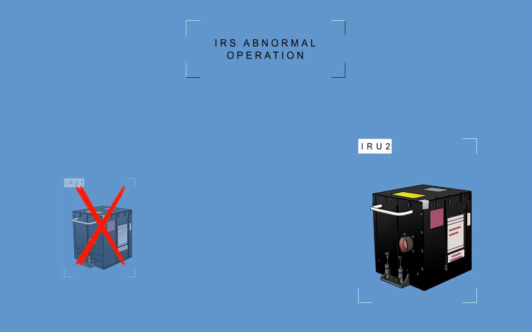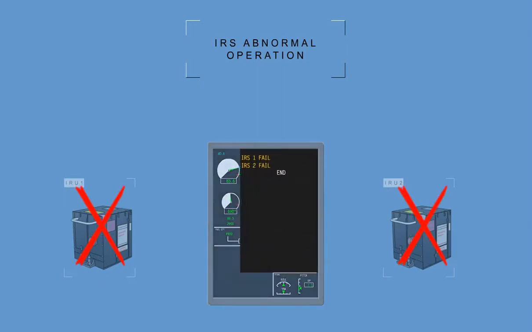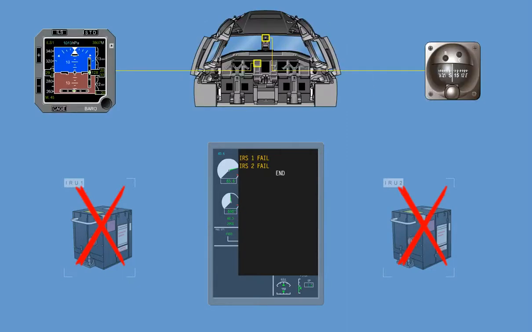If both micro-IRUs fail or suffer a loss of power simultaneously, an appropriate ICAS message will be issued and the flight crew will have to use the remaining navigation instruments and systems.